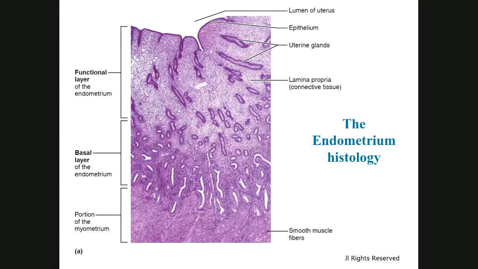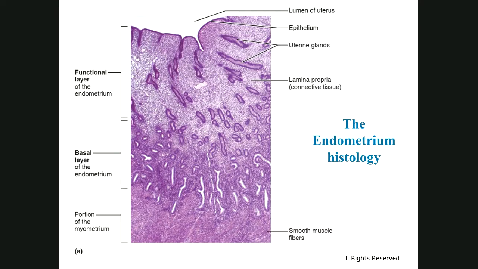It includes this mucosal epithelium, which is columnar. It changes in response to ovarian hormone cycles, and it is shed during menstruation, during our female period time. The stratum basalis, which is the basal layer, forms a new stratum functionalis after each menstruation, and it is not responsive to any ovarian hormone. This one answers to the ovarian hormones, this one no. Okay, making myself clear over here, trying to.